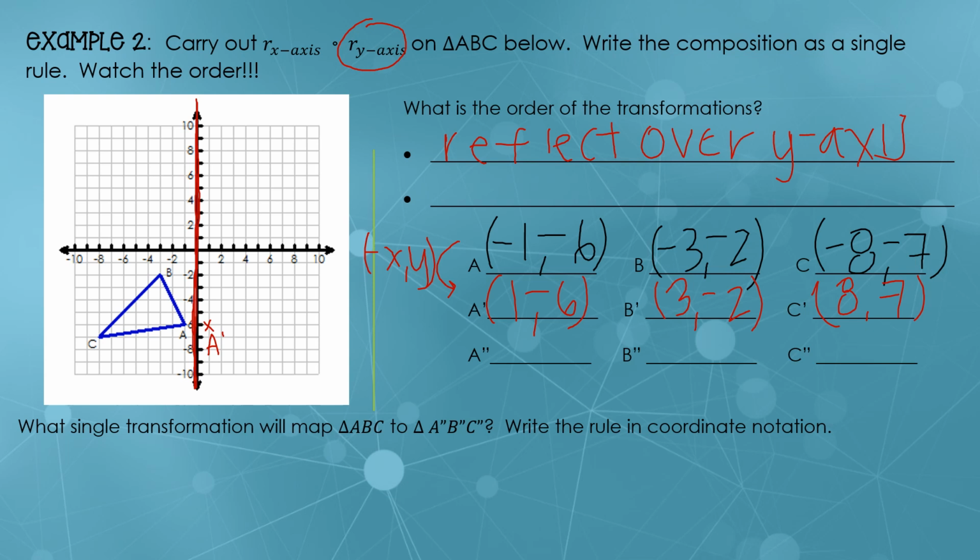But again, you will get the exact same points if you count to that y-axis and then do the same thing on the other side. So C is 8 to the left, go 8 to the right, and put a point right there at 8, -7.